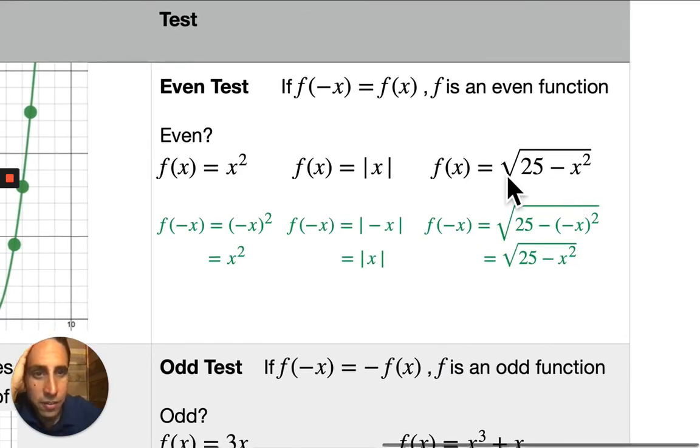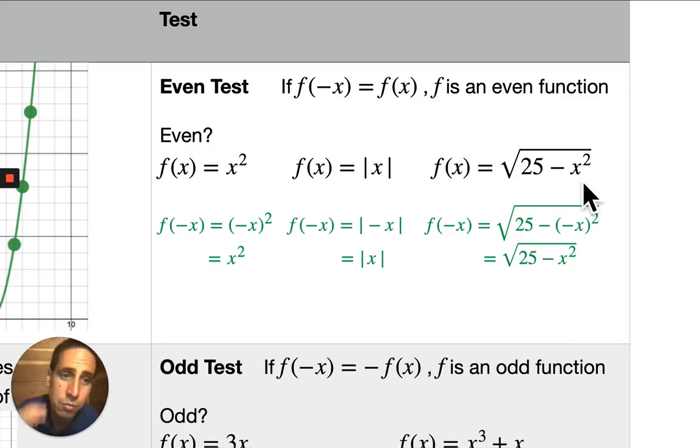Notice here we've got f of x is equal to the square root of 25 minus x squared. This is kind of the first time we're talking about square roots, but it doesn't matter because in order to do the even test algebraically, all you really got to do is take the x, and instead of x, write inside parentheses negative x. And of course, negative x times itself is x squared, as we saw here. So this f of negative x equals f of x in this particular case. Does f of negative x equal f of x? Yes. So therefore, it is an even function. And that's how you can do it algebraically.